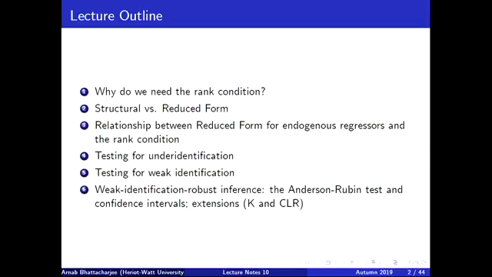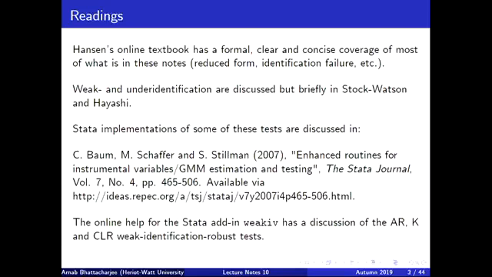So why do we need the rank condition? Structural versus reduced form. Okay, relationship between reduced form for endogenous regressors and the rank condition. Then we will do testing for under-identification, testing for weak identification, and weak identification robust inference.